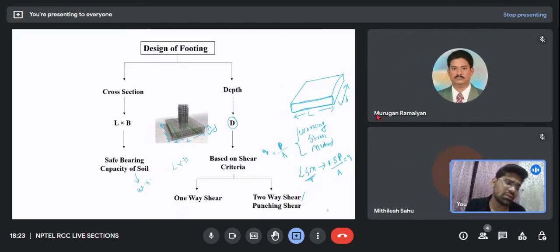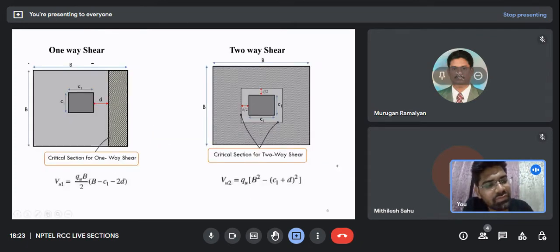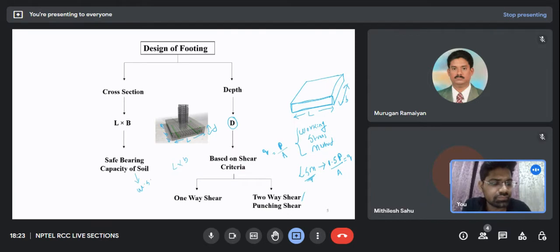In LSM method, the area would be more. Yeah, it is obviously because we are using a factor of safety of 1.5 here, in LSM compared to working stress method. Okay, fine. Now L and B, the length and the breadth of this footing, we can evaluate easily.